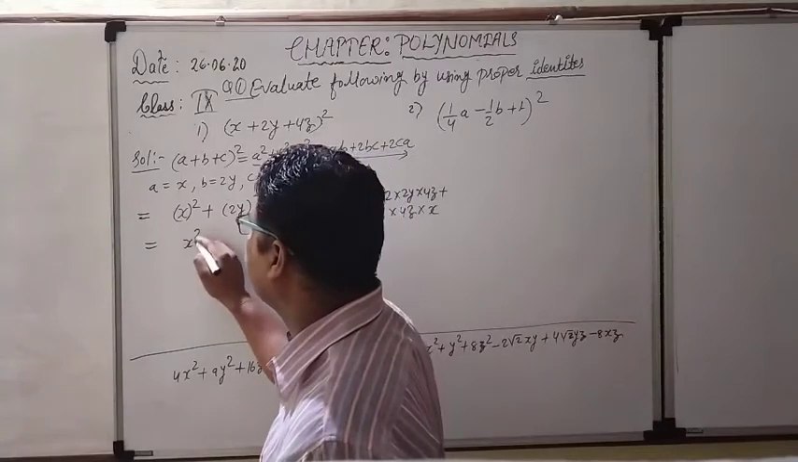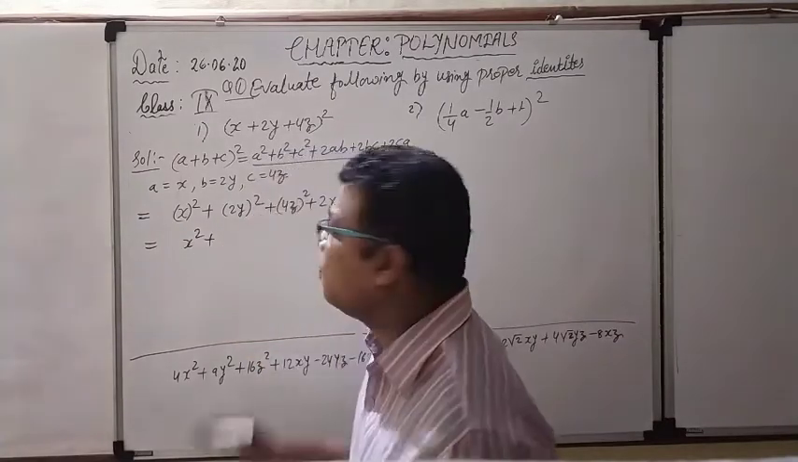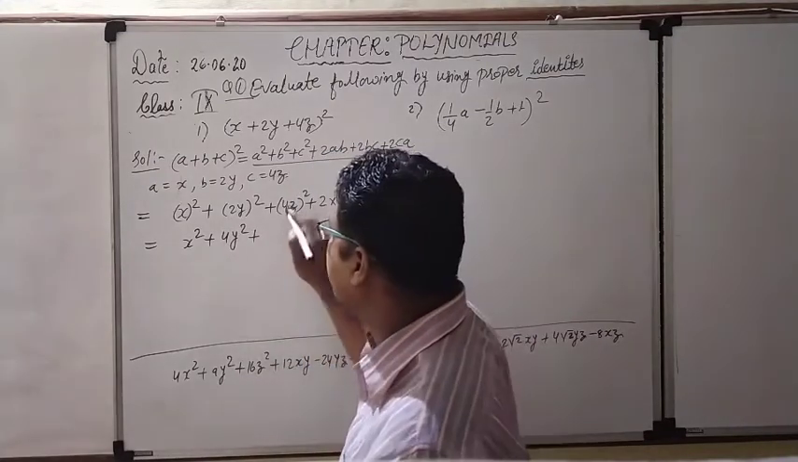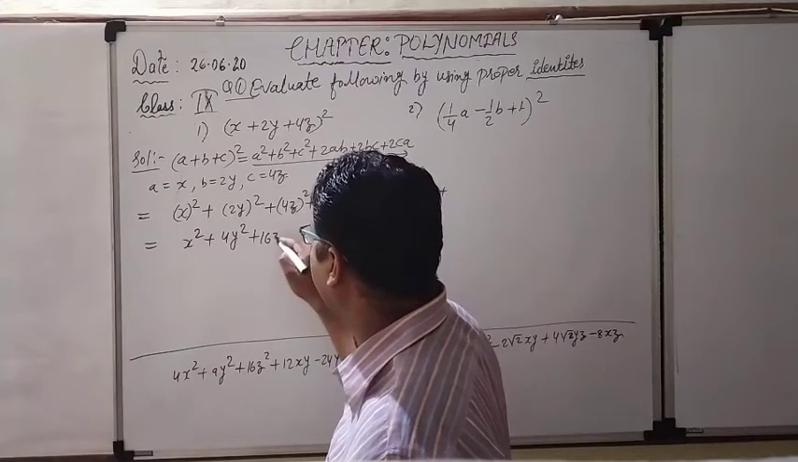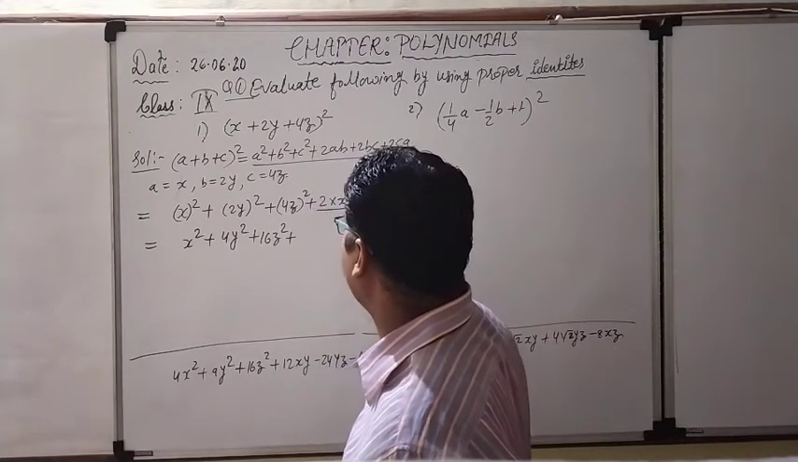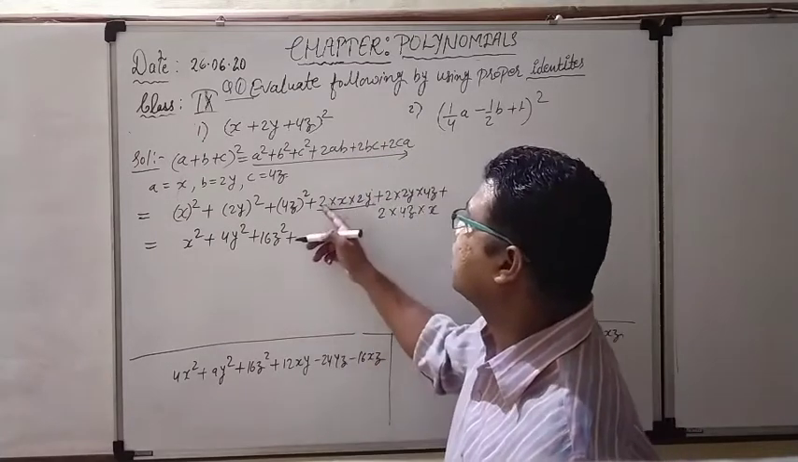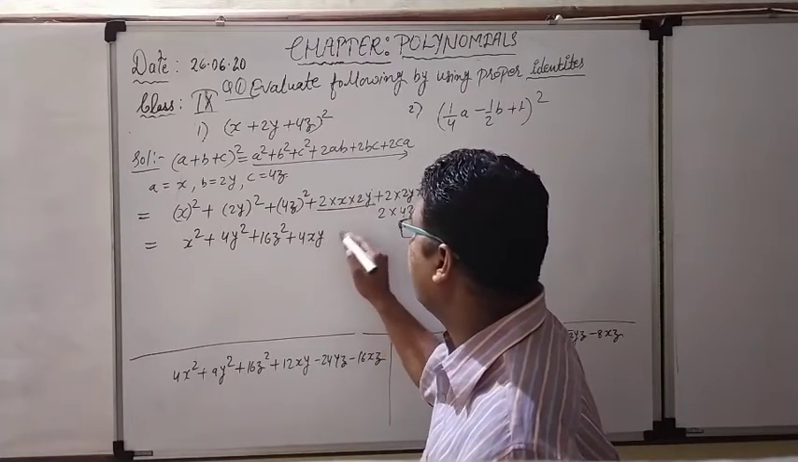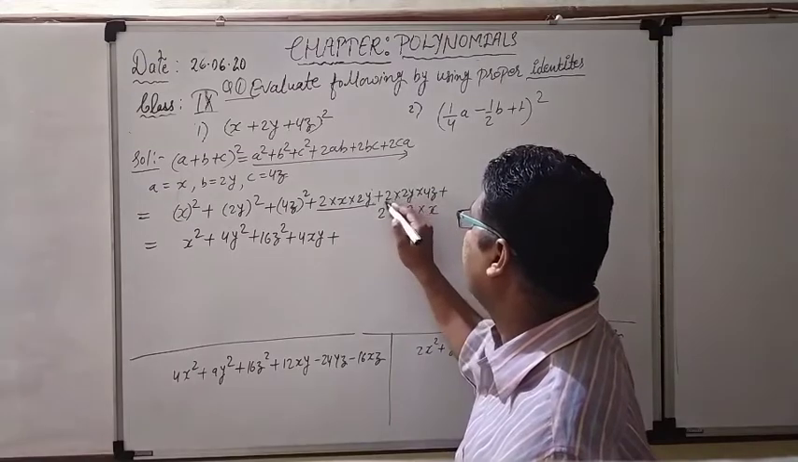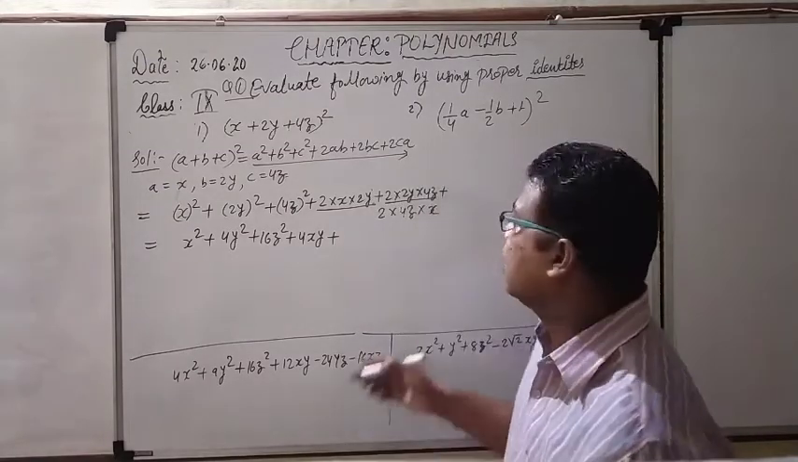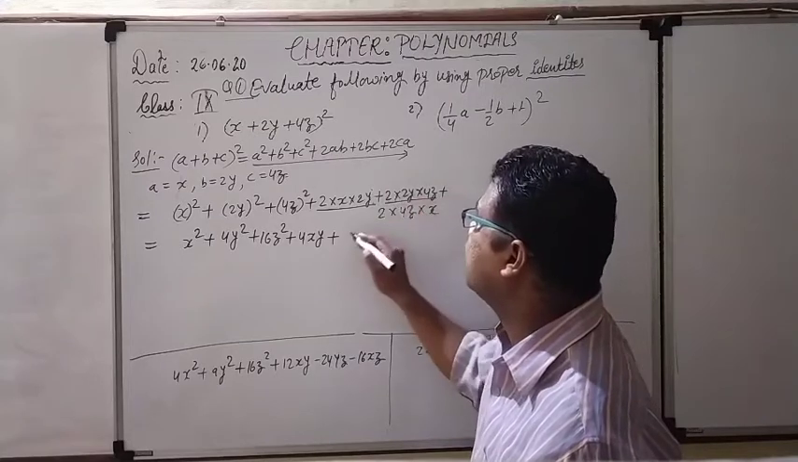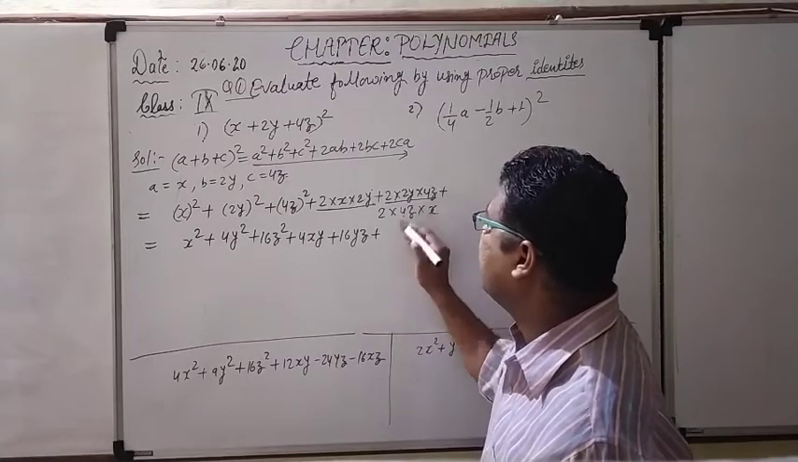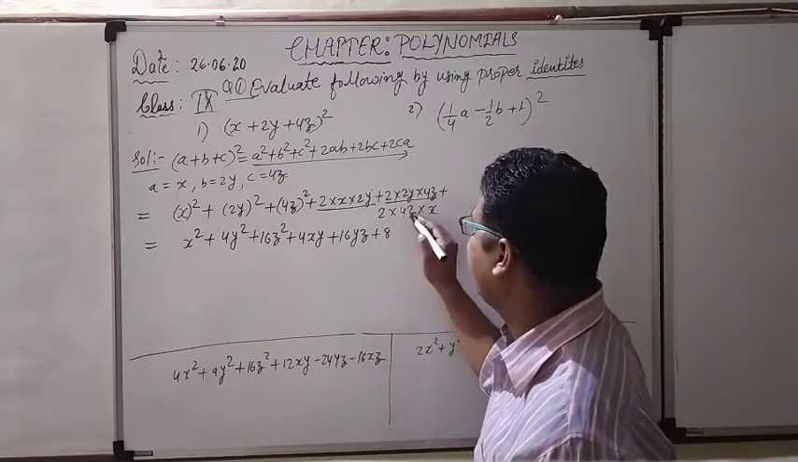x square will give you x square only, plus (2y) whole square will give you 2 square 4, and y square is also there. After that (4z) whole square means 4 square 16, and z square. This is the whole term. So how to solve? Whatever digits are coming, like 2 and 2, multiply the digits first, 2 into 2 is 4, after that xy. Plus again, multiply all the digits together: 4 into 2 is 8, 8 into 2 is 16, and yz, meaning y small z. Plus again multiply the digits: 2 into 4 is 8, and after that zx.